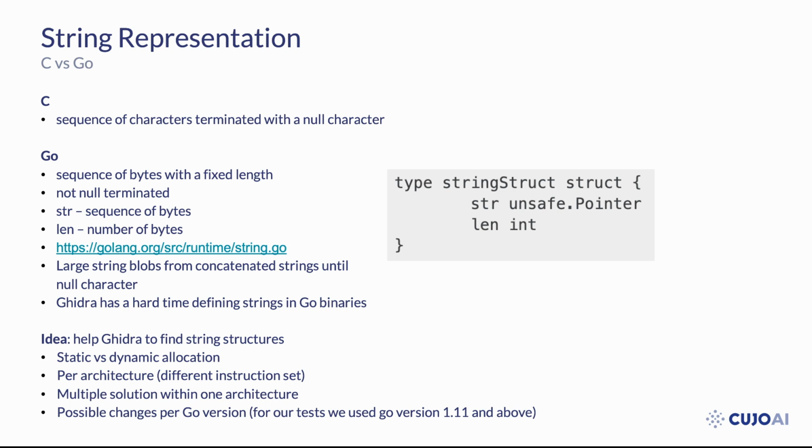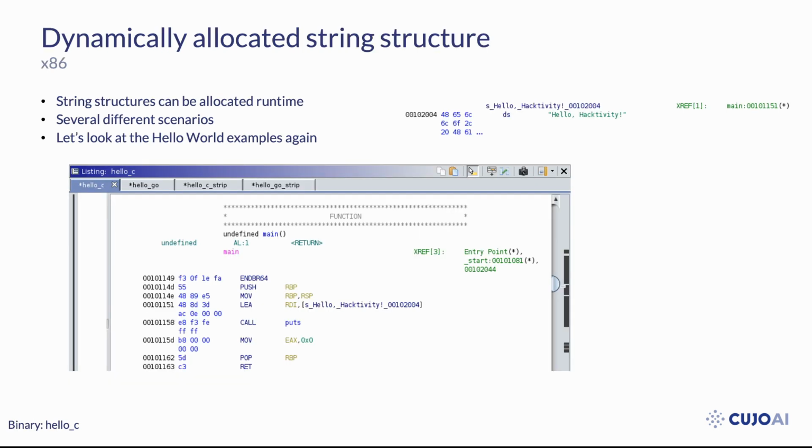So now we will go through some of our solutions, and let's start with the dynamically allocated string structures. There will be several scenarios that we will talk about. Here we can see a hello world example of C. Just quickly, it's very easy, 6 lines, there is the string, it's visible.